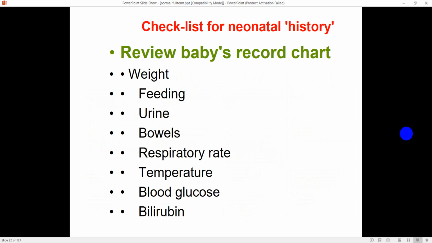After establishment of breathing, which is the priority, we need also to assess the weight, feeding, urine, bowel motion, respiratory rate, and temperature, and the baby may need some investigations like blood glucose or total serum bilirubin.